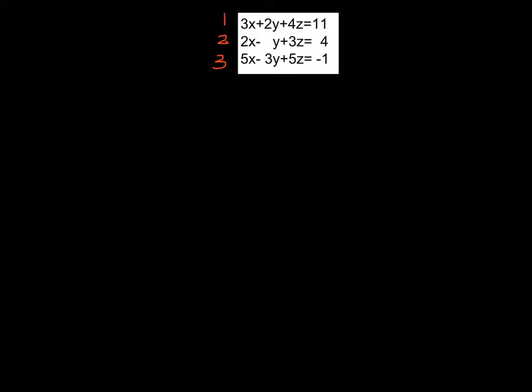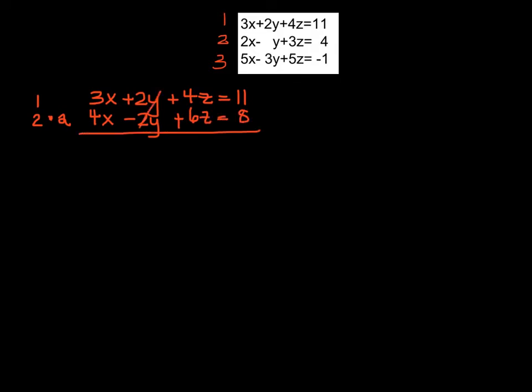So what I'm going to do is take equation 1 and equation 2, and multiply equation 2 by 2. Equation 1 is staying the same: 3x plus 2y plus 4z equals 11. Now I'm going to multiply the second equation by 2. So 4x minus 2y plus 6z equals 8. And if you can see, I've eliminated the y. I'm going to add these.